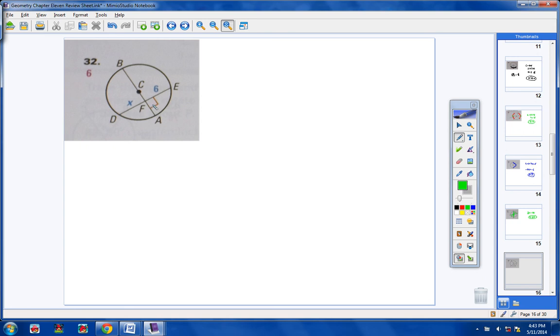Let me say that again. If a diameter and a chord are perpendicular, then we know that this segment here will be congruent to this segment here. So, do I have a diameter? Yes. Do I have a chord? Yes. Are they perpendicular? Yes. So I know that segment DF is congruent to segment EF. So if EF is 6, then DF has to be 6, so x equals 6, okay? All right, number 33.